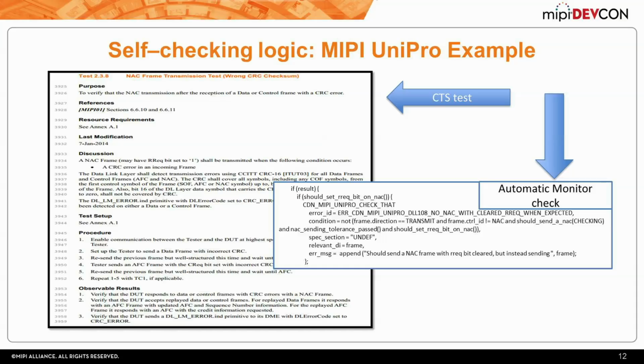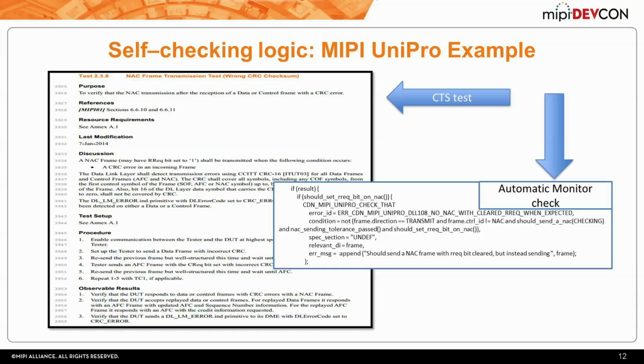And in the procedure here, you can see that first we finish the link startup, and then the tester is expected to send the data frame with bad CRC. And you can see that in the observable results, we expect the DUT to respond to that data with a NAC. And then we have a few more steps. We're sending also a control frame, an AFC frame, with the ARC bit set and incorrect CRC. And we expect, again, for the DUT here to send a NAC for that as well.